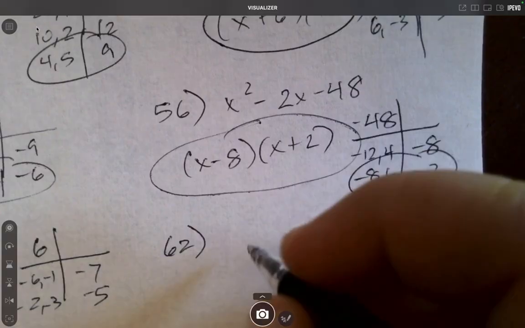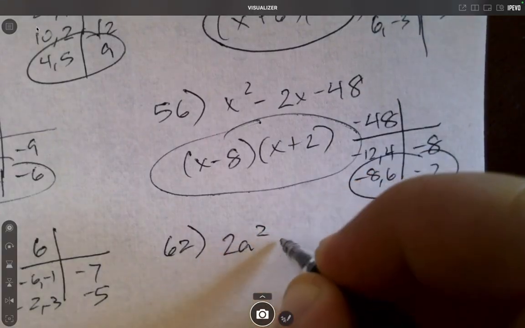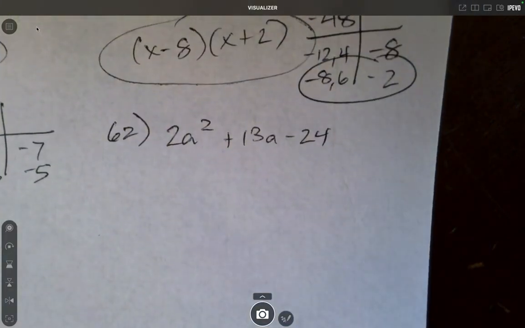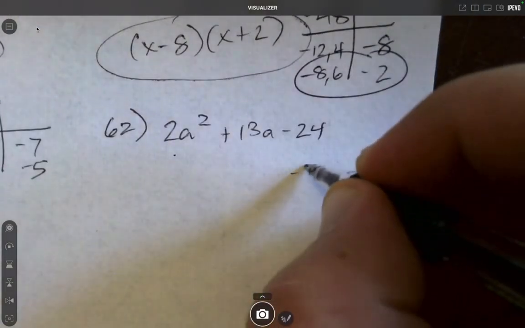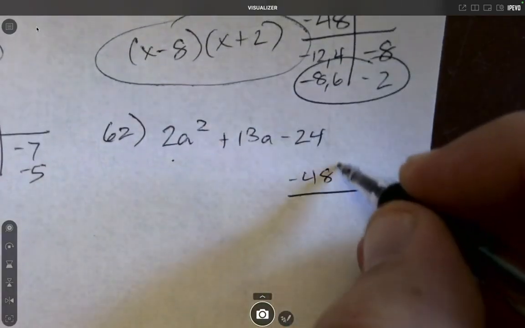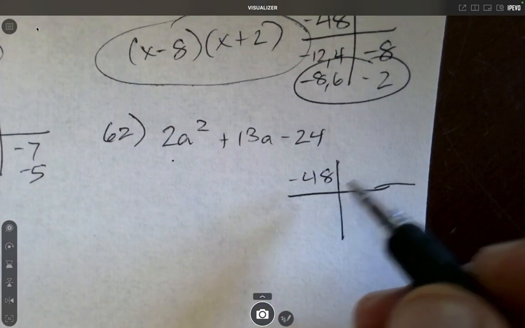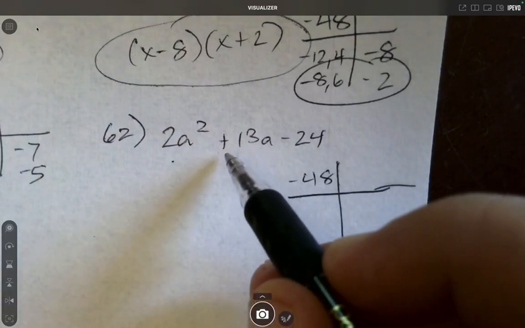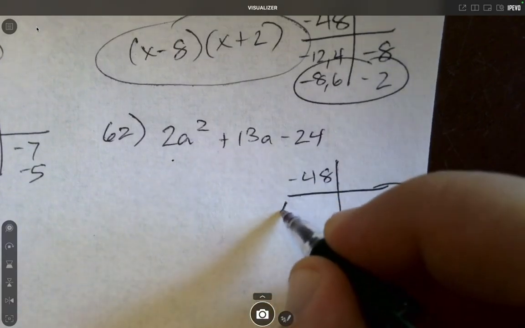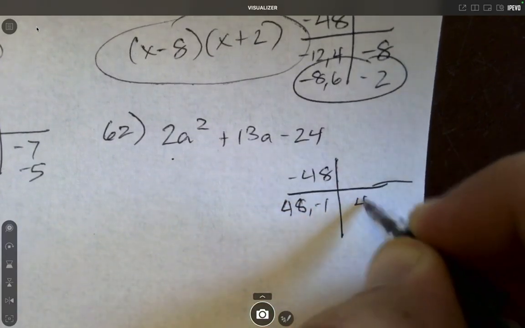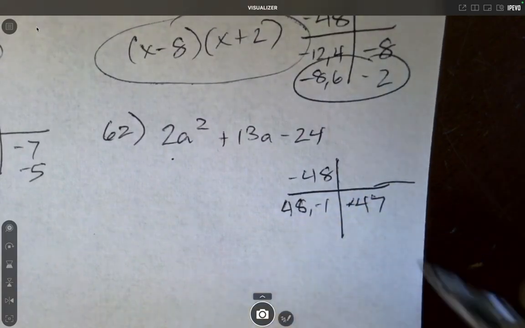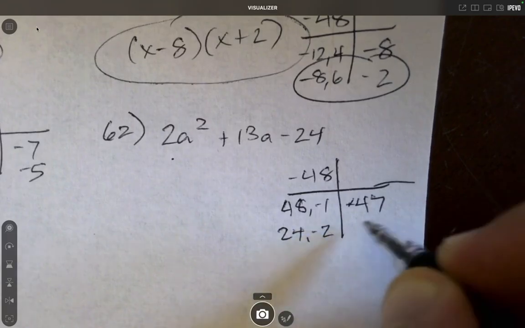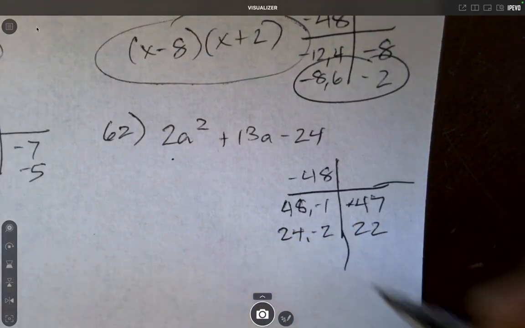Okay, 62. 2a squared plus 13a minus 24. 2 times negative 24 is negative 48. So since it's negative, we need a positive and a negative. And we want the bigger one to be positive because that's a positive right there. So I tried positive 48, negative 1. That adds up to positive 47. No good. Positive 24, negative 2 adds up to 22. No good.